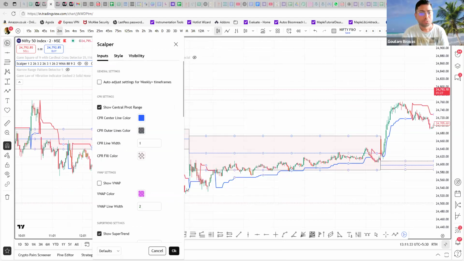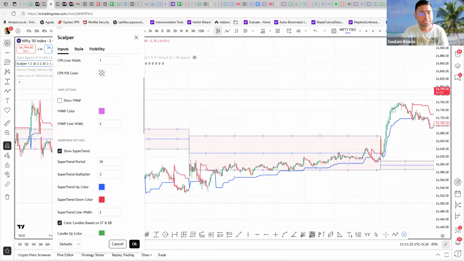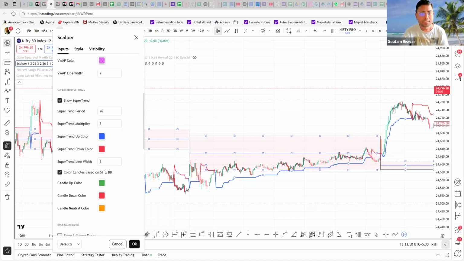Then we have a few more components. We have the VWAP, because some people prefer using VWAP. You know what VWAP is, right? Volume weighted average price. But I prefer not to use it. It is there just for people who want to look at VWAP. So if you want to use it, you can turn it on. I keep it turned off, right? So VWAP is gone.